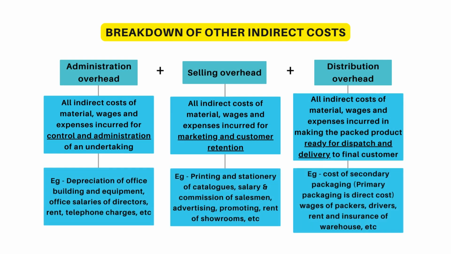Breakdown of other indirect costs. This is the third component of overheads that we had seen earlier. First, administration overhead. They are all indirect costs of material, wages, and expenses incurred for control and administration of an undertaking. Example, depreciation of office building and equipment, office salaries of directors, rent, telephone charges, etc.